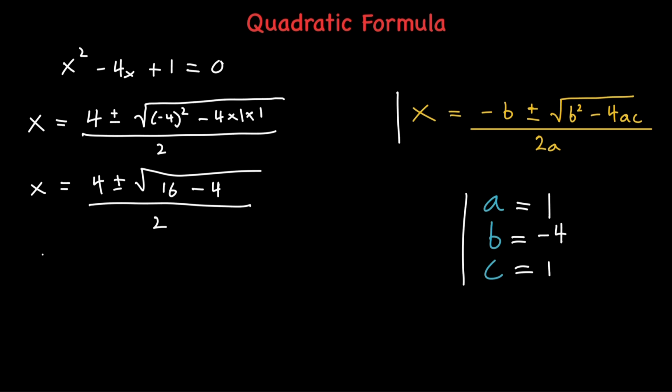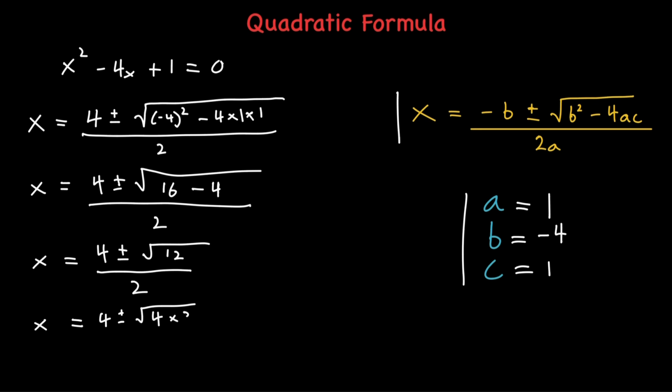Then our next line, x equals 4 plus or minus square root 16 minus 4 is 12, divided by 2. And we can simplify this square root by taking out a square number. So our next line, 4 plus or minus root 12 is the same thing as root 4 times 3. And we know that the square root of 4 is 2. So we can simplify that further.